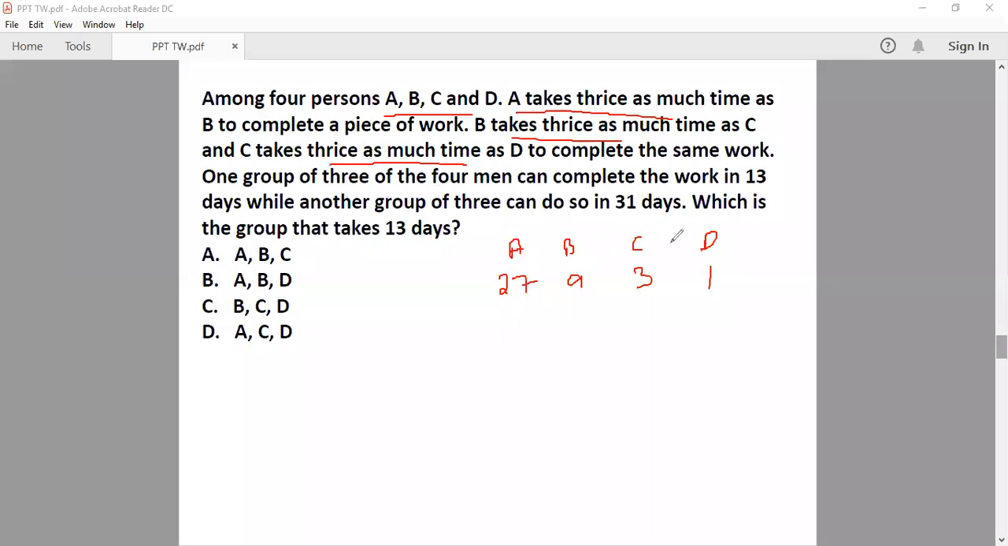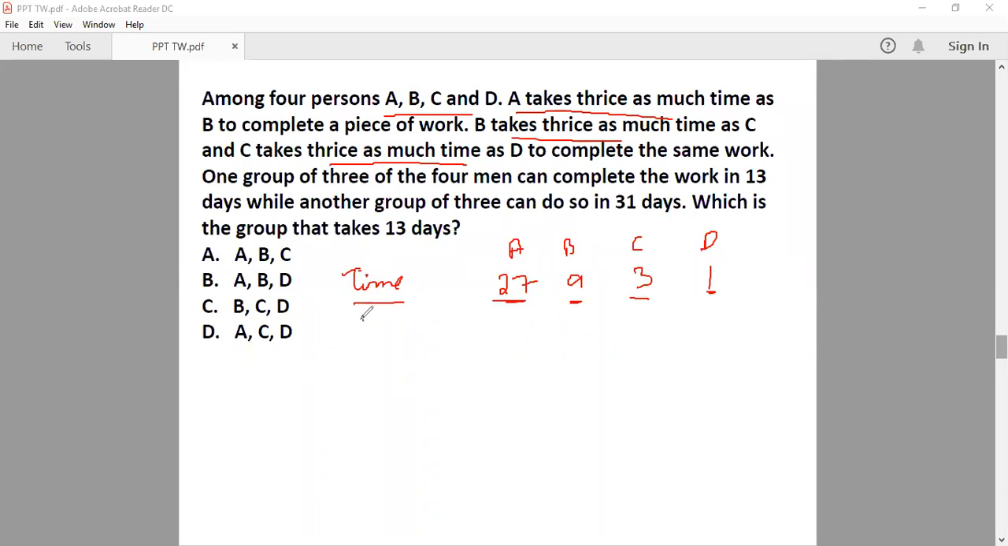So first of all I am assuming D's time. I assumed D to be 1 hour. Since C's time was 3 times that, C comes out to be 3 hours. Similarly, B comes out to be 9 hours and A comes out to be 27 hours. Correct? Now, this is the ratio of time taken.